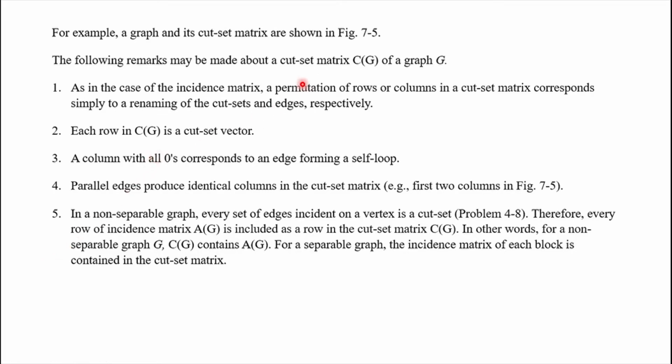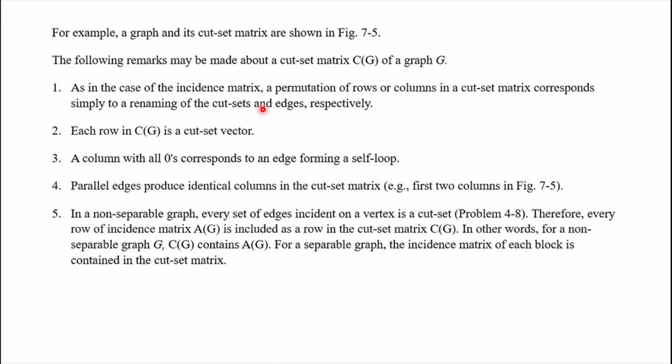So certain remarks can be made out of the cut set matrix CG. Those are as follows. As in the case of incidence matrix, a permutation of rows or columns in a cut set matrix corresponds simply to renaming of cut sets and edges. Just like the way we saw in the incidence matrix, a permutation of rows or columns, like replacing the rows and columns among themselves, would simply result in something that would seem as if we have renamed the cut set and the edges.